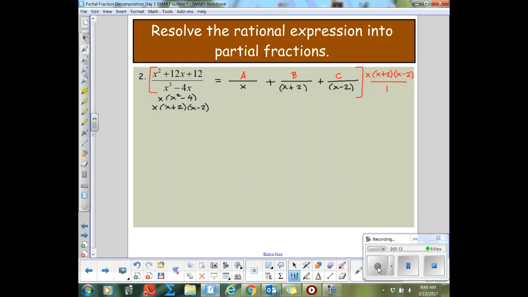I'm going to take this work out of the way so we have plenty of space. As I distribute from the first fraction, the entire denominator will factor, and we're just left with the numerator. By design, that should always happen. Then I need to multiply the A by x plus 2 and x minus 2.